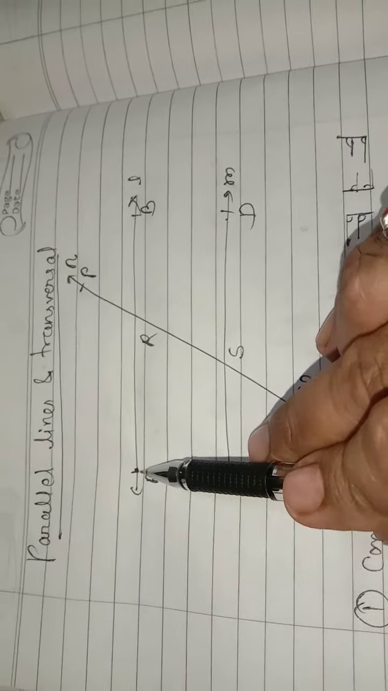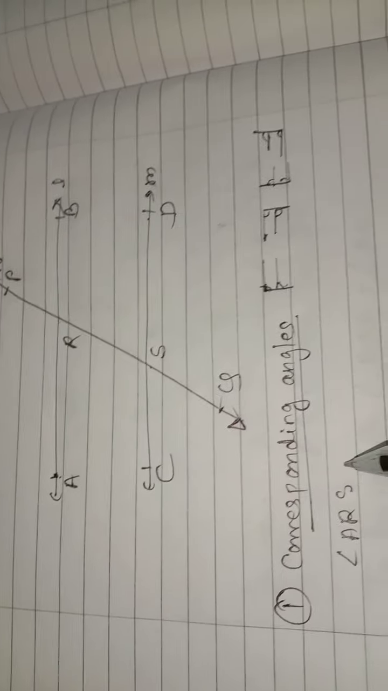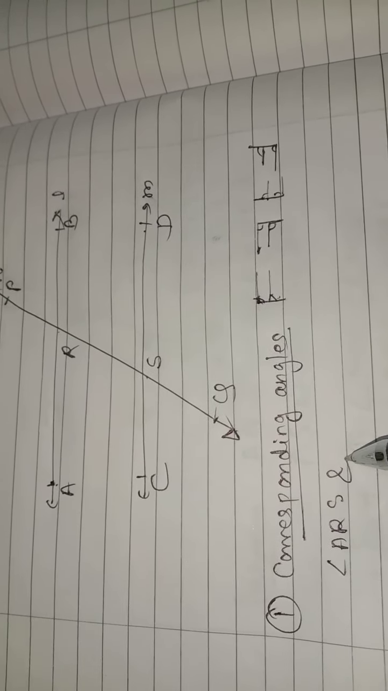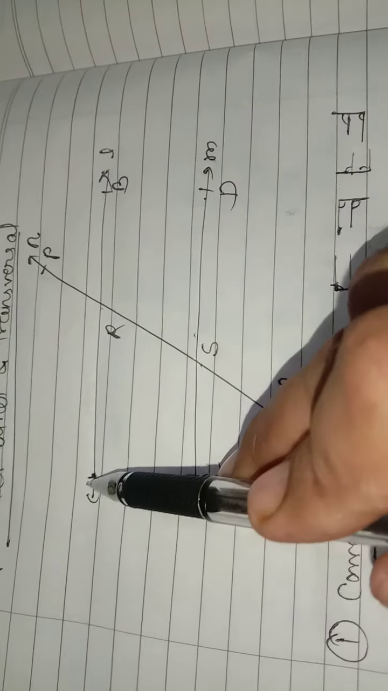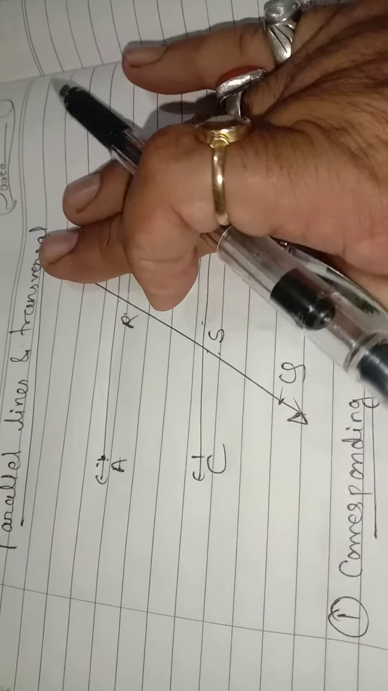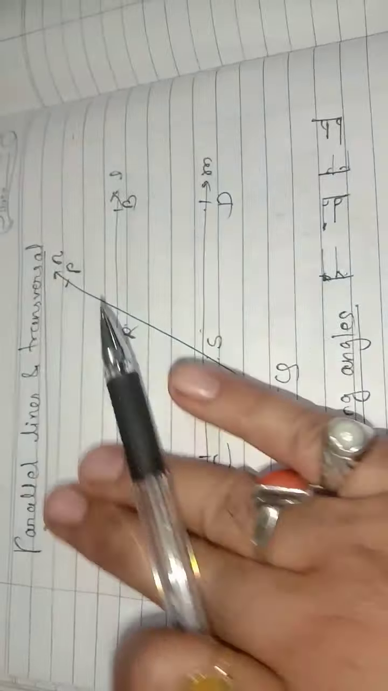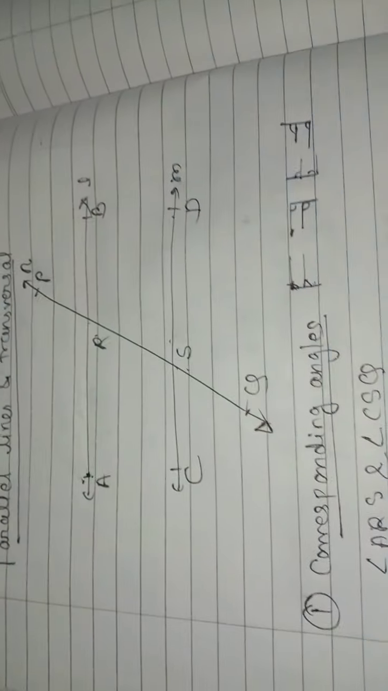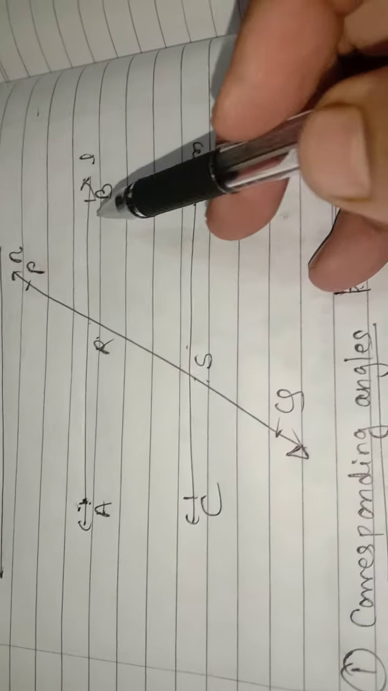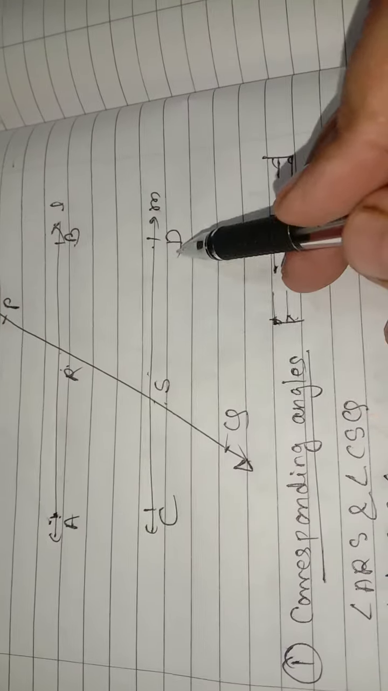You can see angle ARS. The first pair is angle ARS, which will be equal to, I'm writing here, the second, angle CSQ. Clear? First pair ARS, CSQ. Can you see F is formed here? If I add the different terms, you can see the shape of F. Clear? Now let's move to this side. Can you see F is there? So we'll write here angle BRS and angle DSQ.